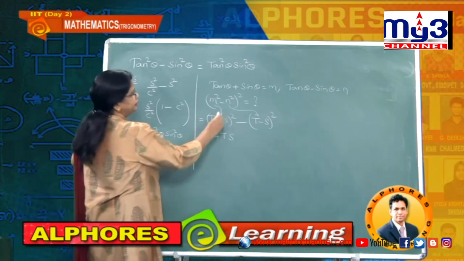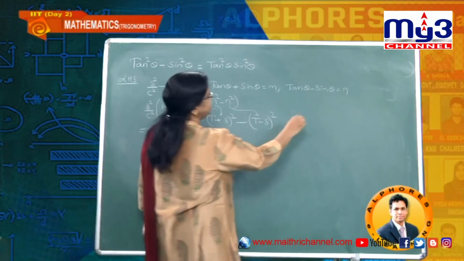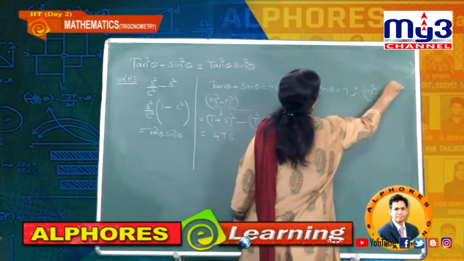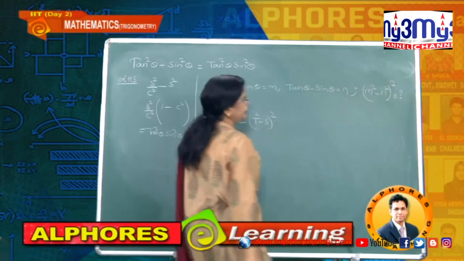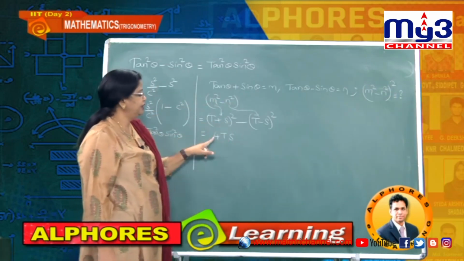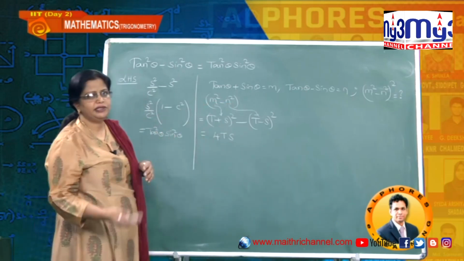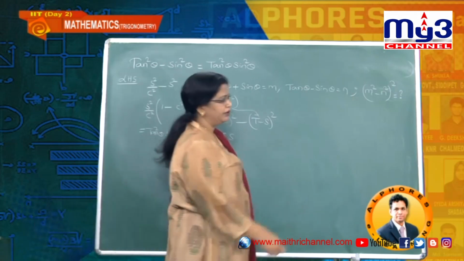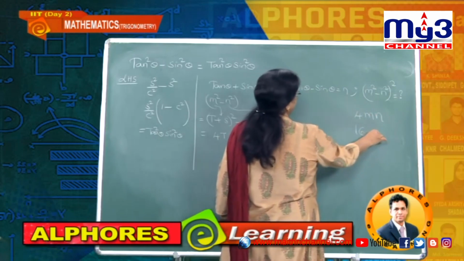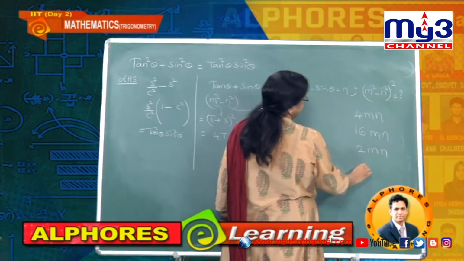Here I am taking m square minus n square. The question is: what is the value of (m square minus n square) whole square? I started with m square minus n square and got 4 tan sin, but this is not in our options. The options are given in terms of a product: 4 times mn, 16 times mn, or 2 times mn. In this way the options are given.